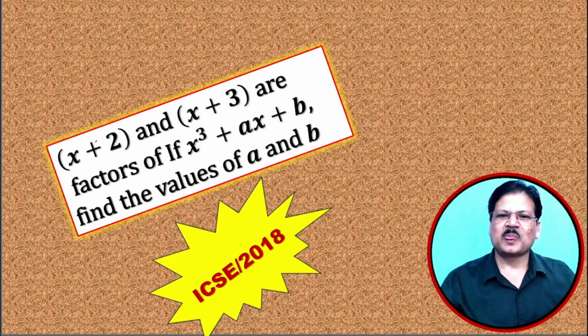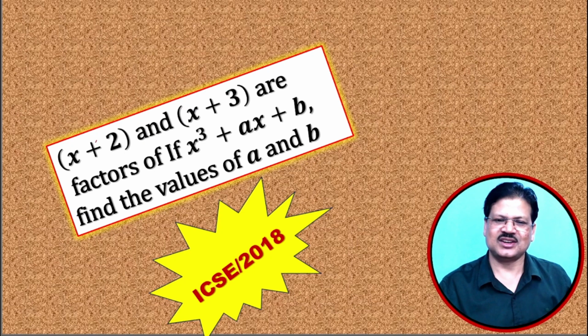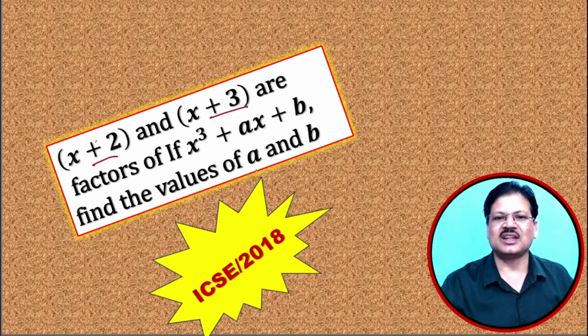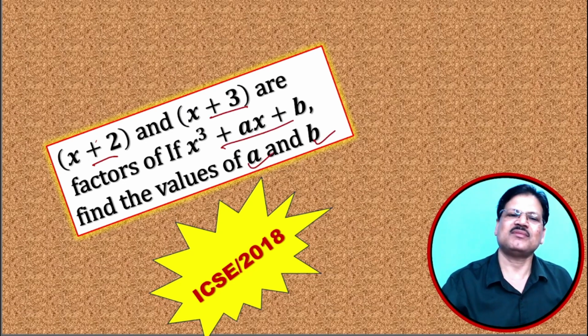Hello everybody. This is one of the sums based on polynomials asked in 2018. It says that if x plus 2 and x plus 3 are the factors of this polynomial, find the value of a and b.